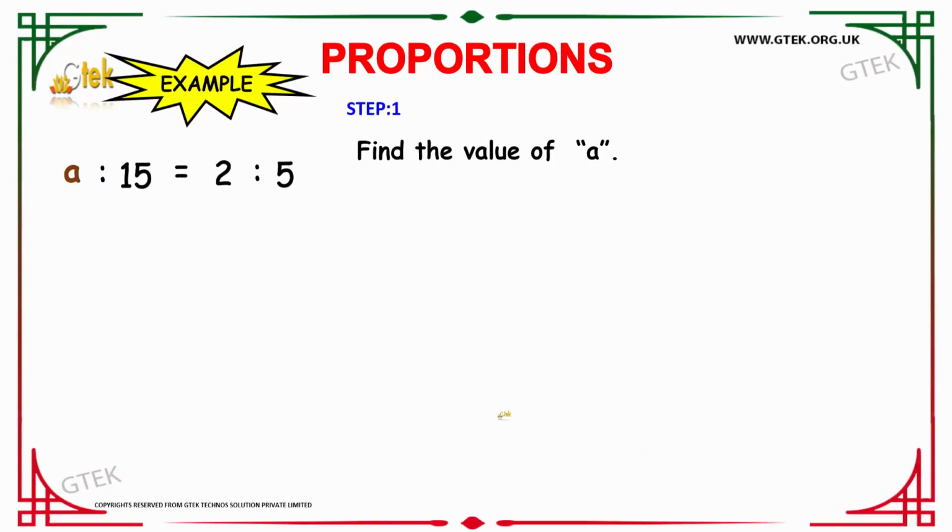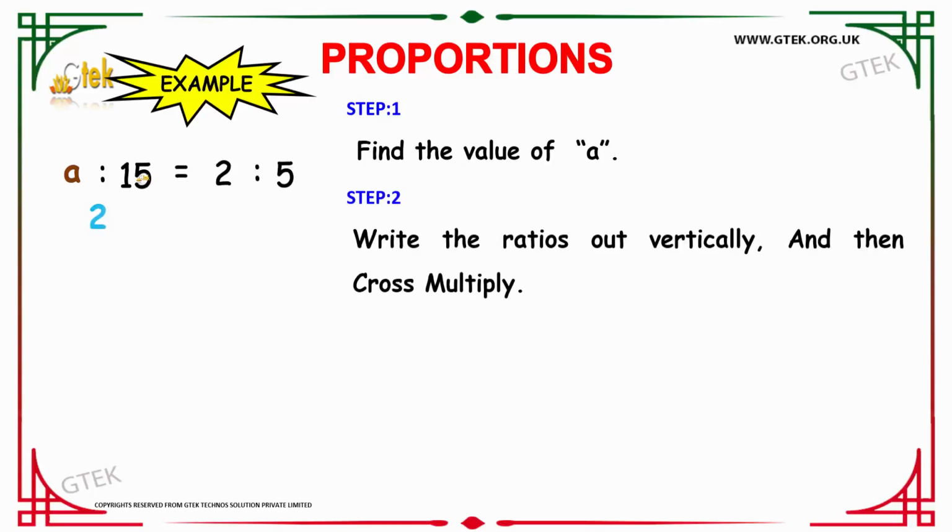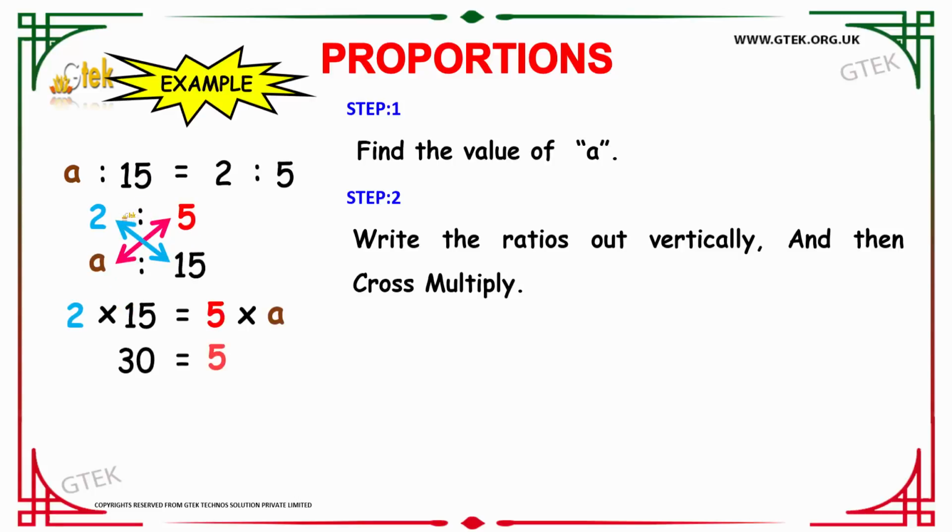Let's have an example in terms of proportion. Step 1 is that we need to find the value of A. Step 2 is that we need to write the ratios and cross multiply. Since the ratios are A:15 and 12:5, we have represented the ratios in vertical notation. After that we need to cross multiply.